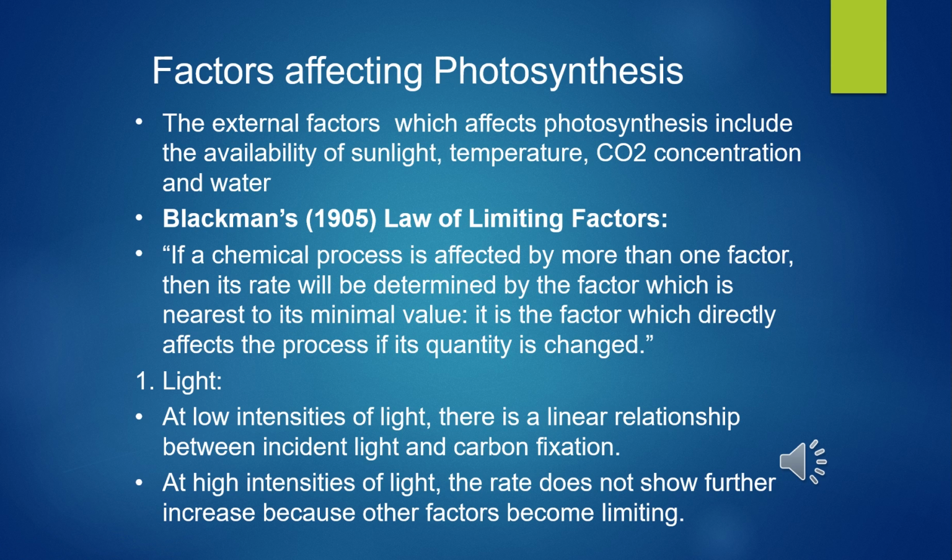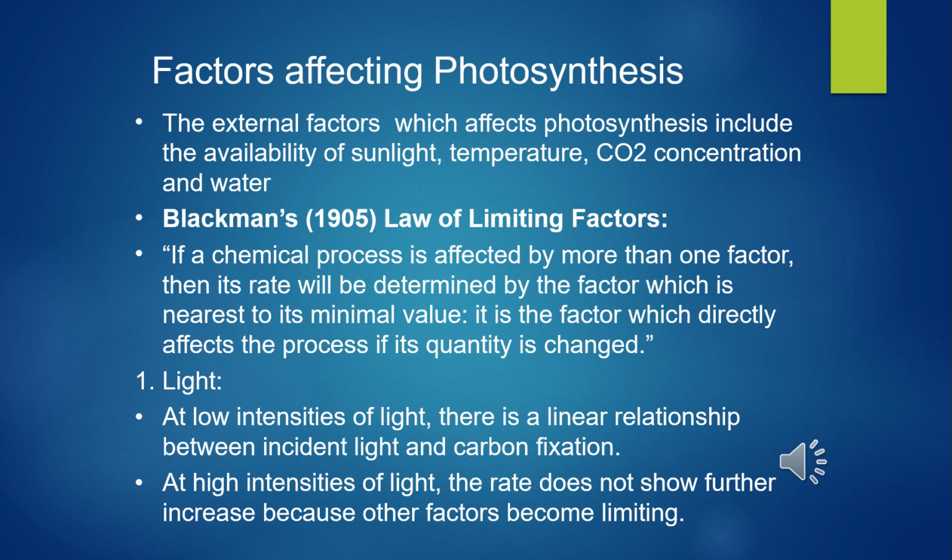With several factors which affect any biological or biochemical process, Blackman's law of limiting factor comes into effect. It was given in 1905. It states that if a chemical process is affected by more than one factor, then its rate will be determined by the factor which is nearest to its minimal value. It is the factor which directly affects the process if its quantity is changed.